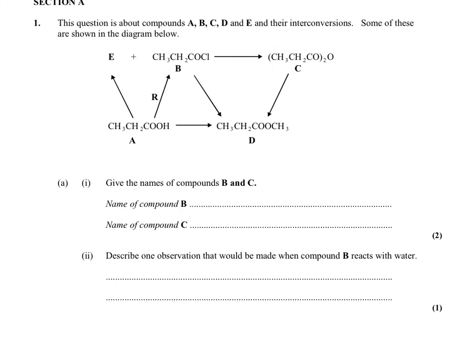The question is about compounds A, B, C, D and E and their interconversions. Some of these are shown in the diagram below. Give the names of compound B and C. So the first thing to do to be able to name them is to draw them out.